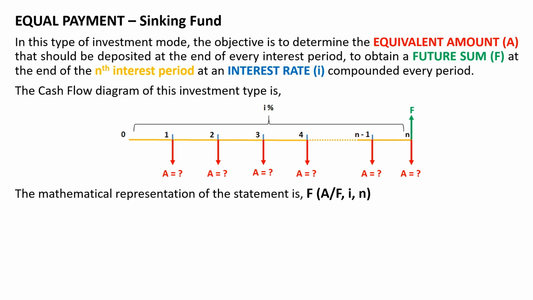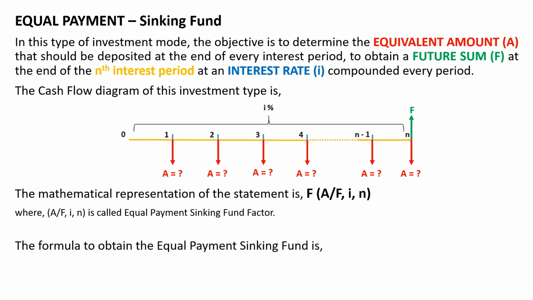The mathematical representation of the statement is, with known value of F and unknown value of A, I interest rate and N interest period, where the factor A/F is called the equal payment sinking fund factor. The formula to obtain equal payment sinking fund is A is equal to F into I divided by (1 plus I) to the power of N minus 1. Here I is in terms of decimals.